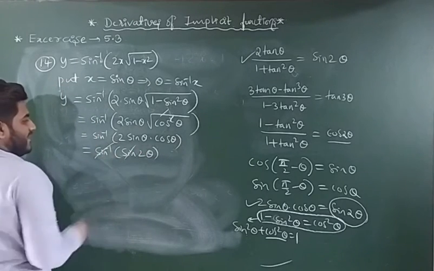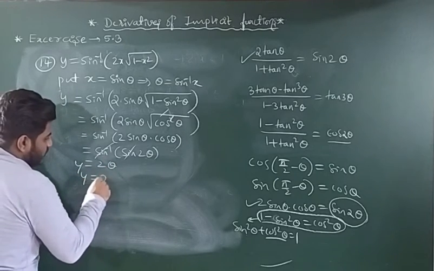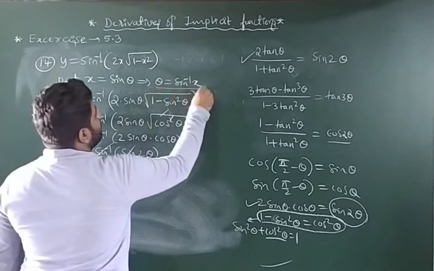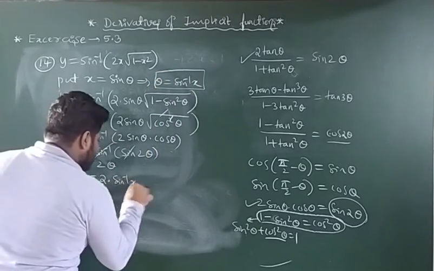Now sine inverse sine gets cancelled. We are left with 2 theta. Y equal to 2 theta. Y is equal to 2 into what we substitute? Theta is equal to sine inverse x. Put here sine inverse x.